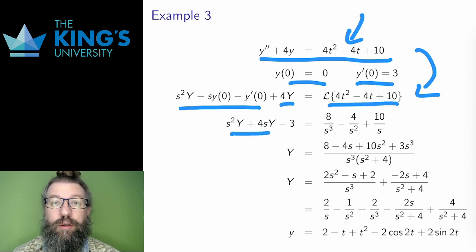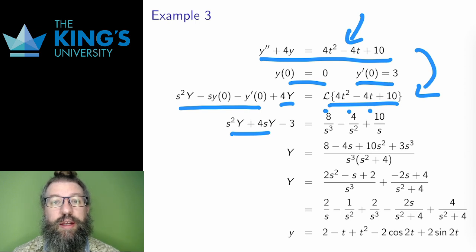The Laplace transform is linear, so I apply it to each piece. 4t squared becomes 8 over s cubed. Negative 4t becomes negative 4 over s squared. 10 becomes 10 over s. Those are all from the patterns for powers of t in the tables.